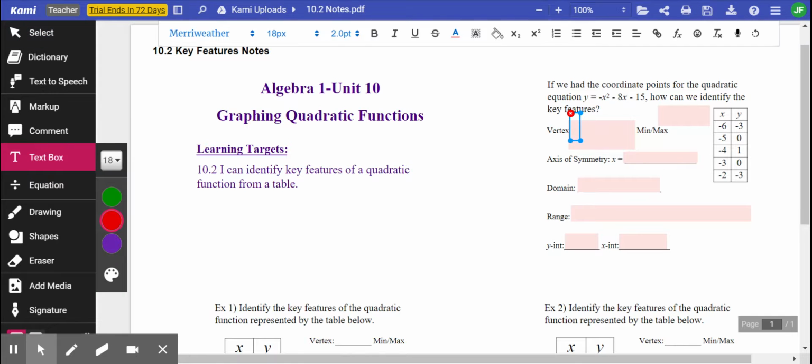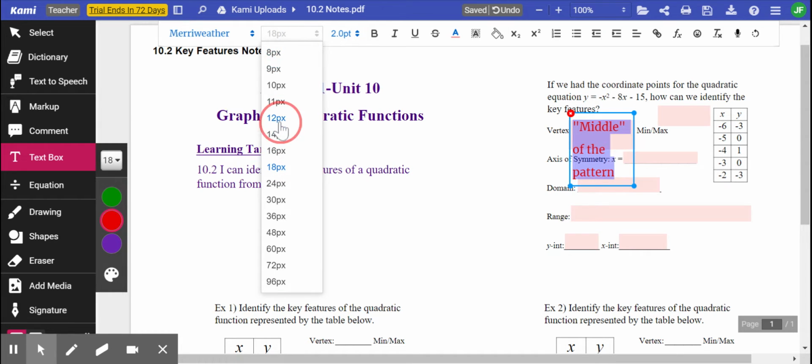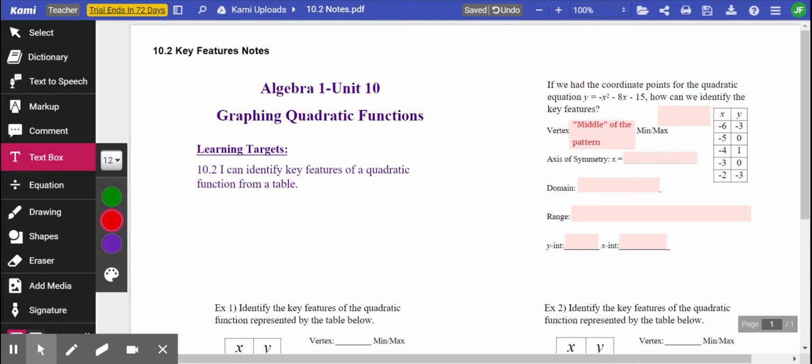So when you're trying to find the vertex for this, you're looking for the middle of the pattern. In this example, we're specifically looking for when numbers start to repeat in your y values. So I'm going to go ahead and make that smaller. And again, we'll talk about that when we look at the first example.